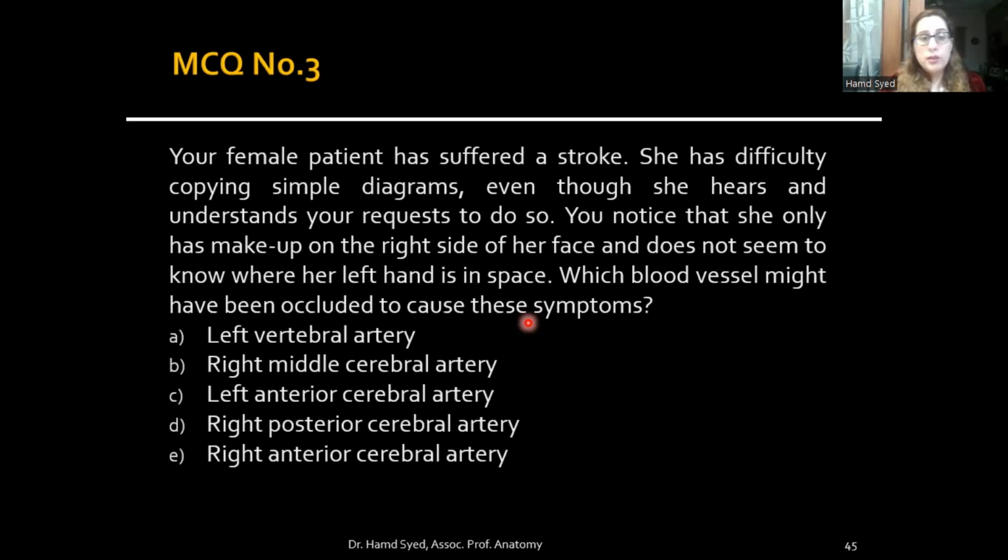But here you can see this is a condition in which there is constructional apraxia, that is, she cannot draw or copy the simple diagrams. Also, she is neglecting the left side of her visual and somatosensory world, which means it is the right-sided parietal lobe which has been affected, and this area is the right middle cerebral artery area. So B is the correct answer for this MCQ.